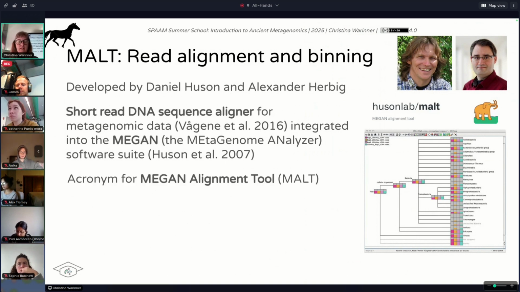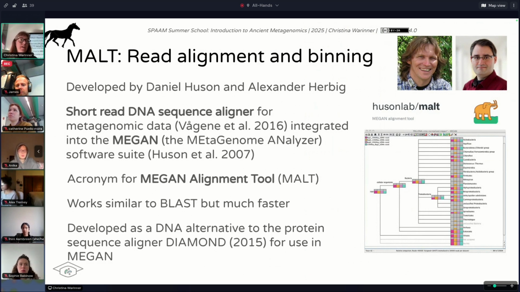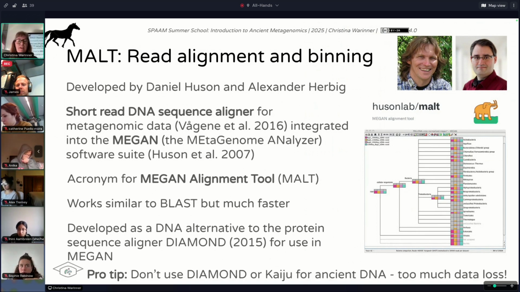The acronym MALT stands for MEGAN Alignment Tool, and it works really similar to BLAST, if you're familiar with that, but it's much faster. And it was developed as a DNA alternative to the protein sequence aligner DIAMOND for use in MEGAN. And the reason for that is when you're working with ancient DNA, you don't want to use software that translates your sequences into protein sequences for taxonomic classification.